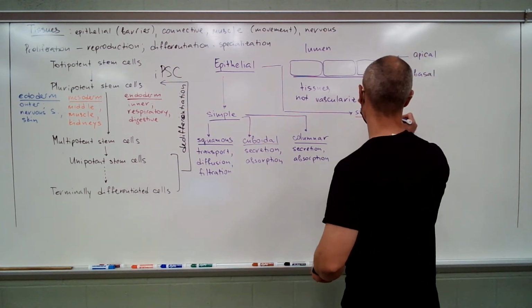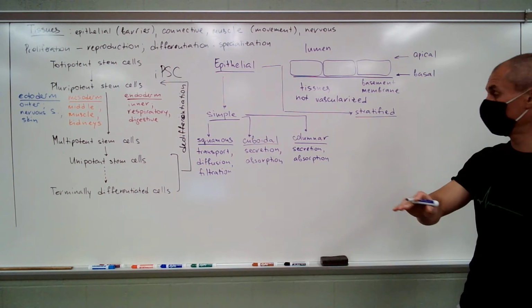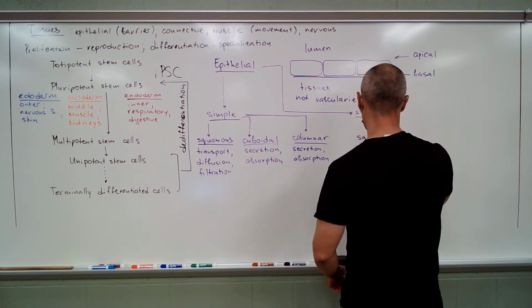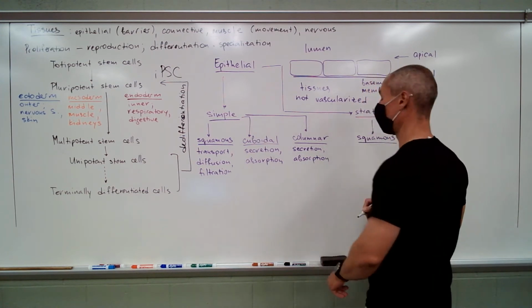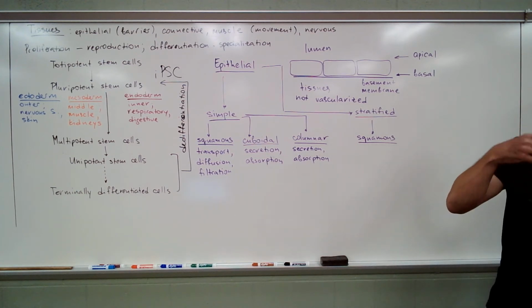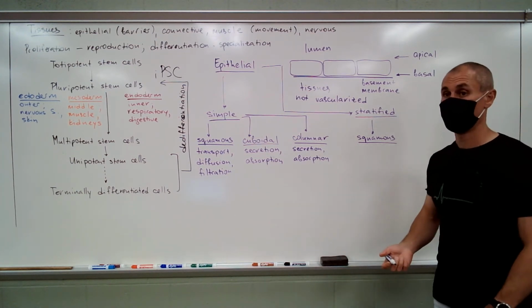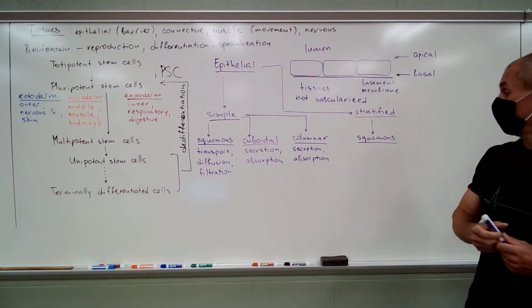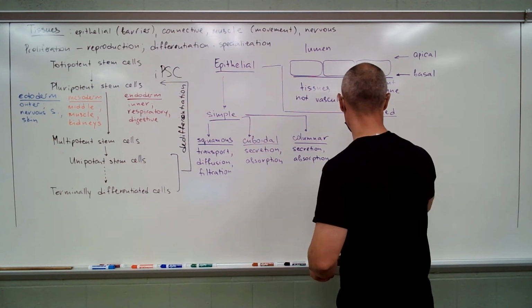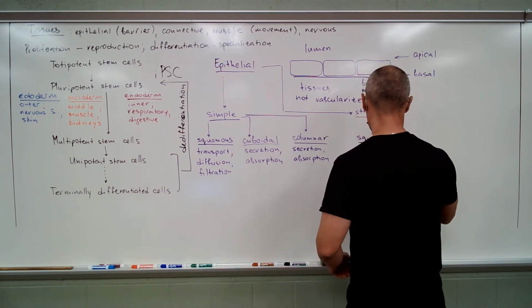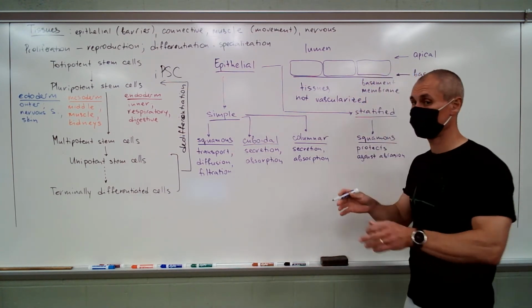Stratified. Only one stratified type. The proper stratified type is stratified squamous epithelium. So you have many layers of thin flat cells, but many layers, but thin. So obviously you can easily lose outside layers, which means this protects against abrasion forces. Does that make sense to you?